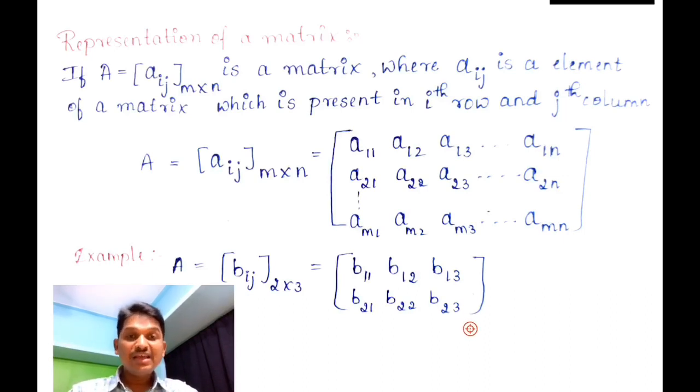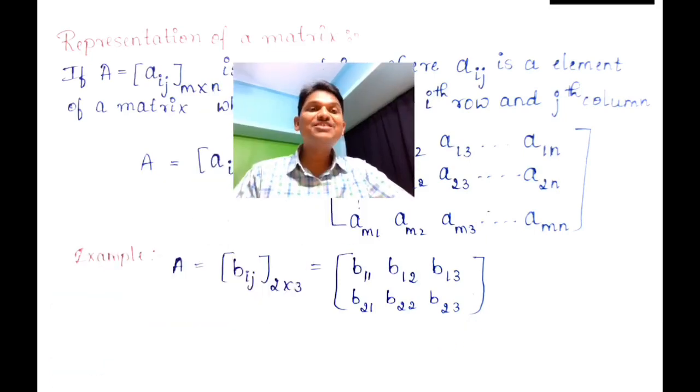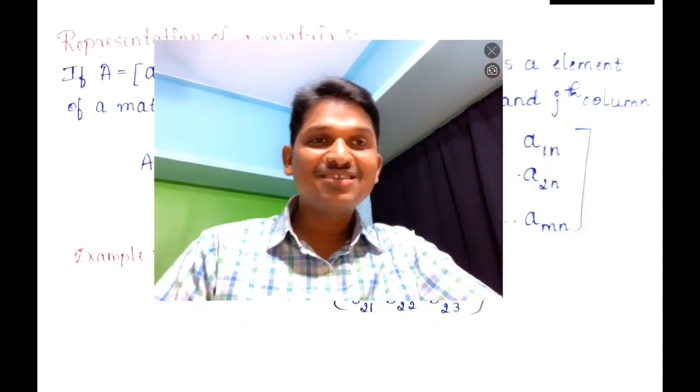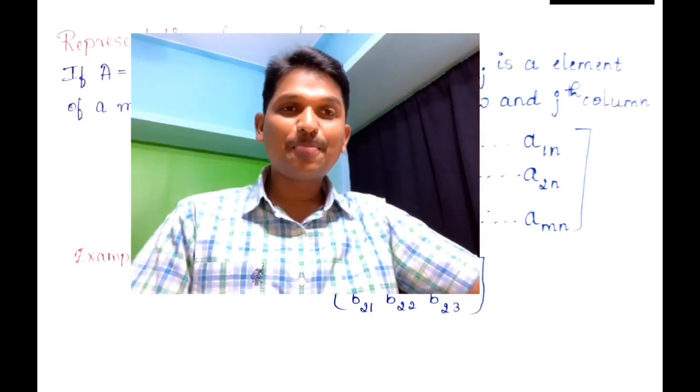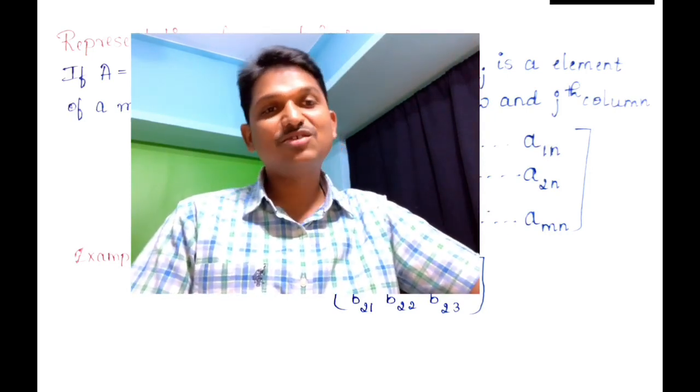What we learned till now? Yes, matrix. What is matrix? Answer to my question. What is matrix? Rectangular arrangement of numbers is called a matrix.